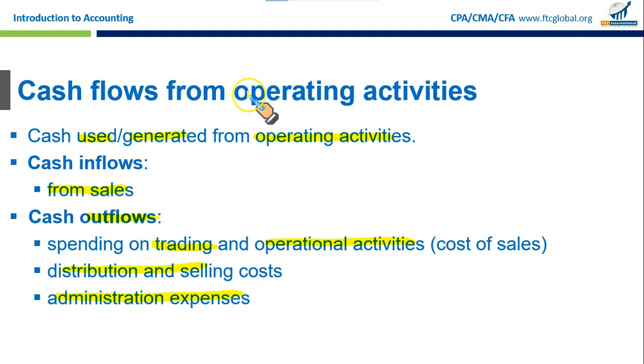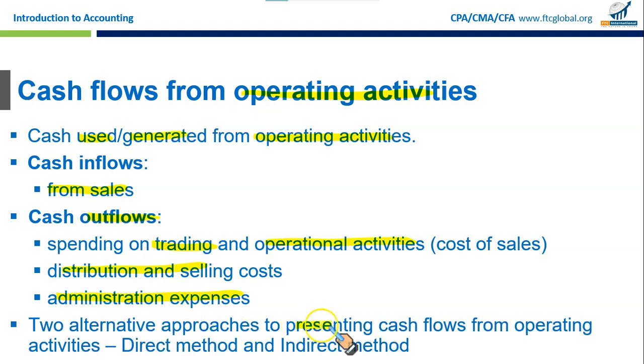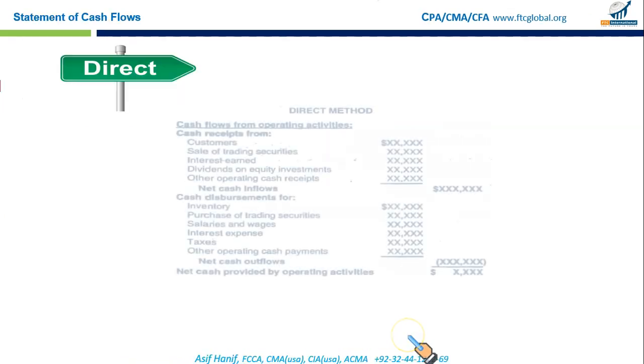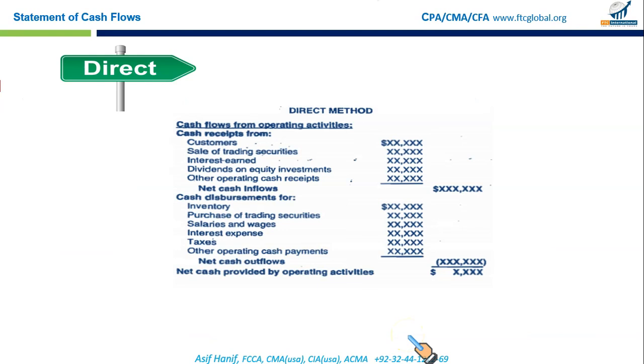So in this operating section of your cash flow, there are two alternative approaches to present your cash flow from operating activities. One is direct and other is indirect. Let me show you. This is the cash flow from operating activities using direct method. In direct method, we show all the cash receipts from our operations. Cash received from customers, cash received by selling trading securities, any interest earned, so not just sales only, any dividend we received on equity-based investments, or any other operating cash inflow.